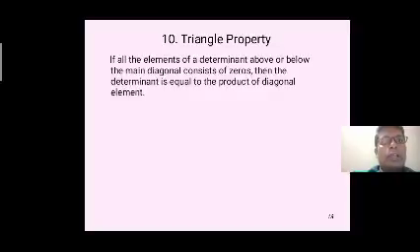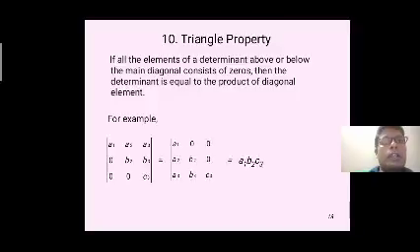Number 10, triangle property. If all the elements of a determinant above or below the main diagonal consist of zeros, then the determinant is equal to the product of the diagonal elements. For example, a1 a2 a3, 0 b2 b3, 0 0 c3 is equal to a1 0 0, a2 b2 0, a3 b3 c3, which is equal to a1 b2 c3.